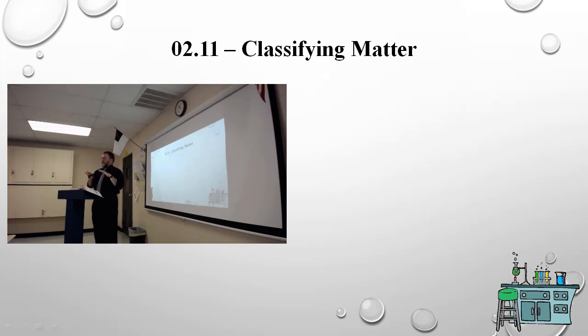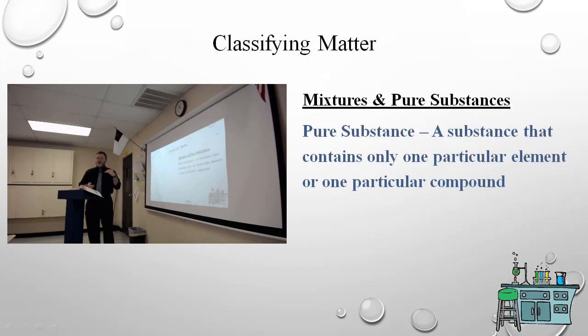Now we're going to get a little bit more specific on, okay, what kind of samples do I have? What kind of classifications are there? There are two broad general categories: a pure substance, which is a substance that contains only one particular element or one particular compound.